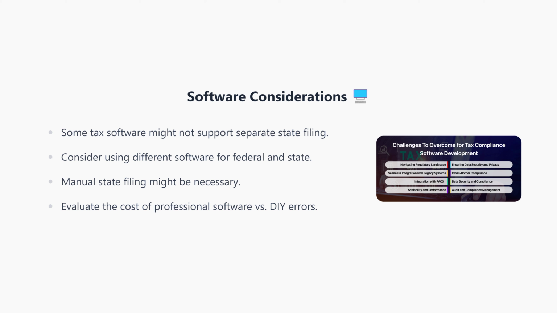When it comes to software, many tax packages may not handle separate state filings while simultaneously allowing joint federal filings. It's wise to consider using one software for federal returns and another for state. Bear in mind that manually mailing the state filing could be required, and you should weigh the costs of professional tax software against the potential risks and added workload of filing yourself.